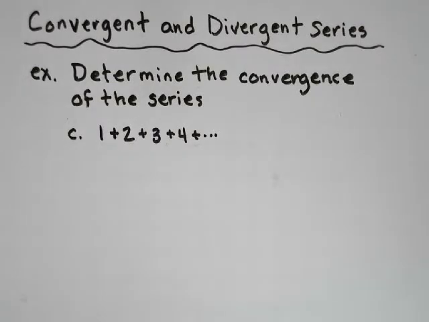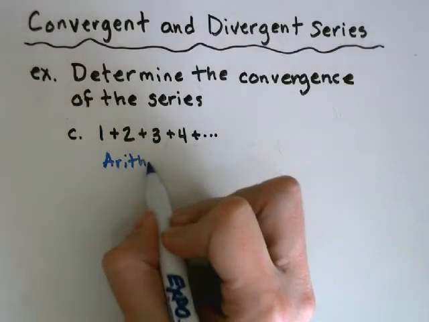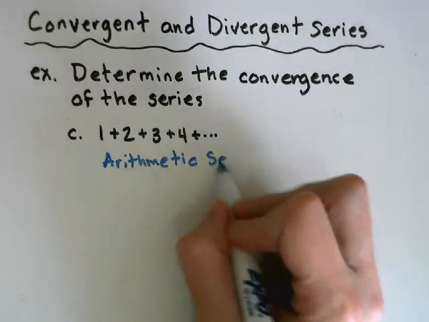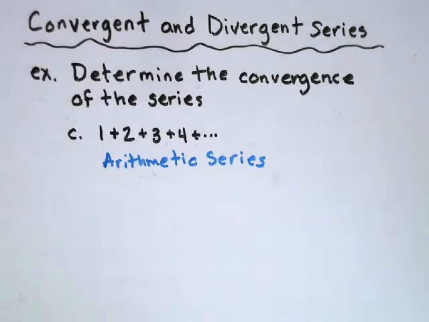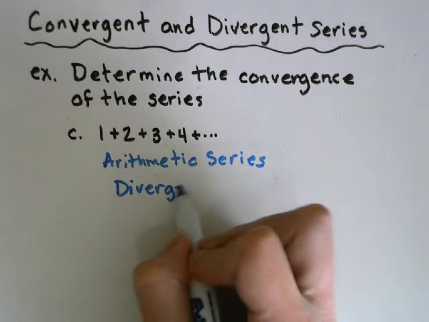Next series, we have 1 plus 2 plus 3 plus 4, and so on. You can probably tell just by looking at it that this series is not going to converge because the terms just keep getting bigger and bigger. This one is an arithmetic series. And by definition, in an arithmetic series, we continue to add a common difference to get from term to term. So we're adding 1, so these terms keep getting bigger and bigger and bigger. And if the terms keep getting bigger and bigger, they're not going to hit a limit. It's just going to keep going, which means this series is divergent.